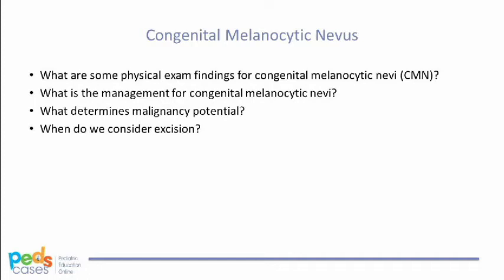The size ranges from small, with diameters of 1.5 centimeters or less, to really large, with diameters of 40 centimeters or more. The most common congenital melanocytic nevi are small. The lesions tend to grow in proportion to the patient. So what is the management for congenital melanocytic nevi?